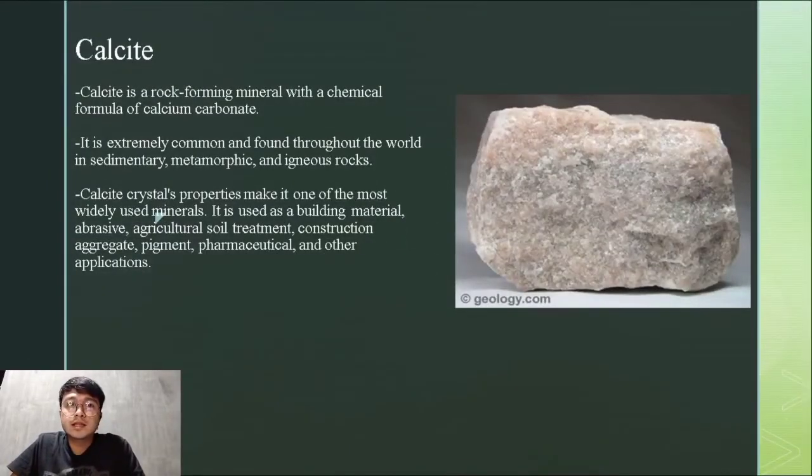Calcite. Calcite is a rock-forming mineral with the chemical formula of calcium carbonate. It is extremely common and found throughout the world in sedimentary, metamorphic, and igneous rock. Calcite crystal properties make it one of the most widely used minerals. It is used in building materials, abrasives, agriculture, soil treatment, construction aggregate, pigment, pharmaceuticals, and other applications.